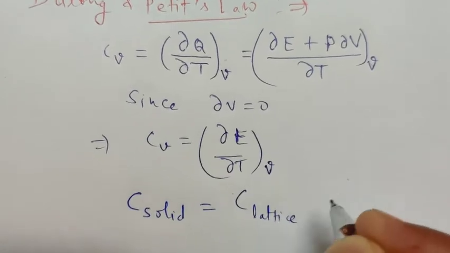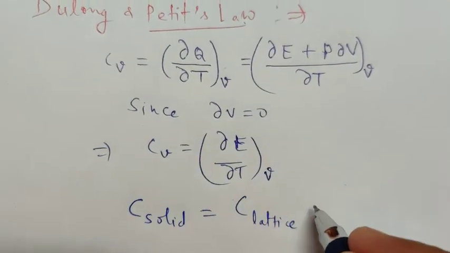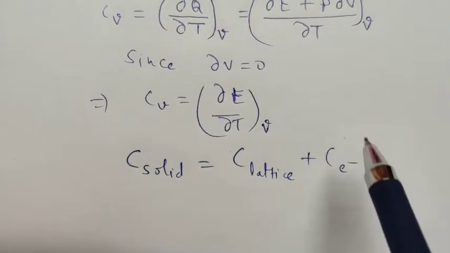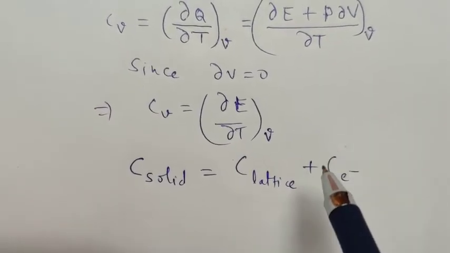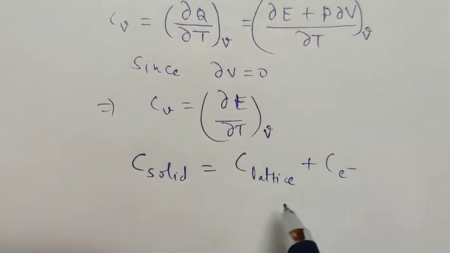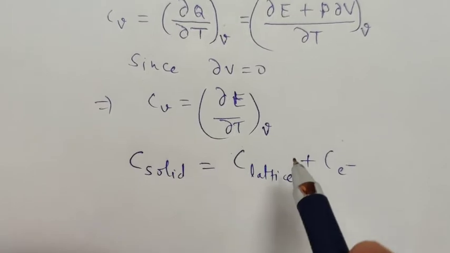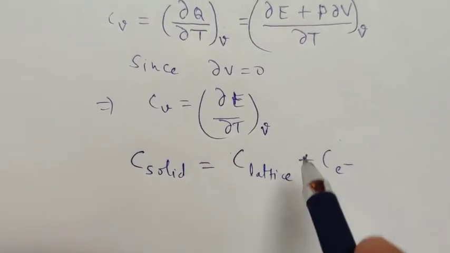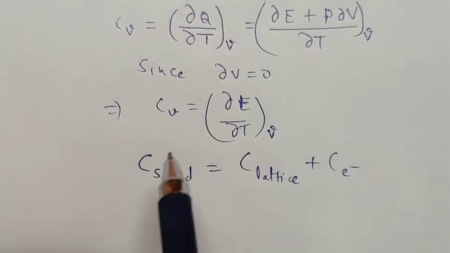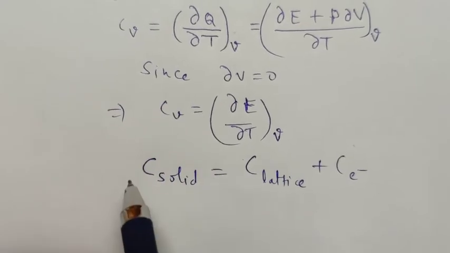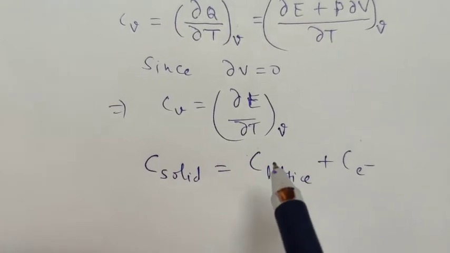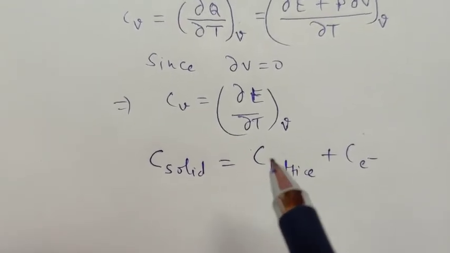C lattice, here C is specific heat, plus C electron. So the contribution of specific heat of the electron at room temperature is very very small, hence only the specific heat given to lattice vibration is considered. It is negligible in the classical case. So your specific heat for the solid will be calculated in terms of the specific heat which is used to vibrate the lattice very vigorously.